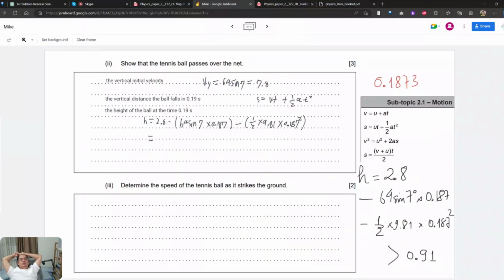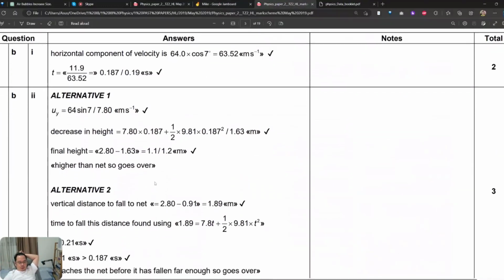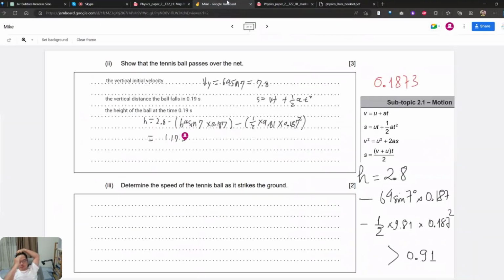1.17, so 1.2. That is greater than 0.91, the height of the net, and therefore we can conclude that the ball flies over the net. Write the unit, meter, and then finally write a conclusion. Because the height here is greater than 0.91, the ball flies over the net.